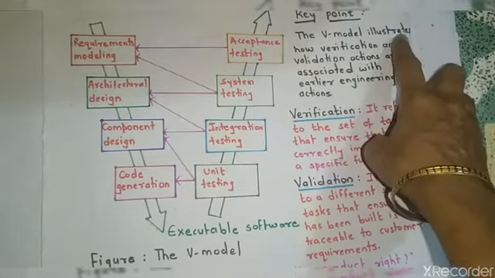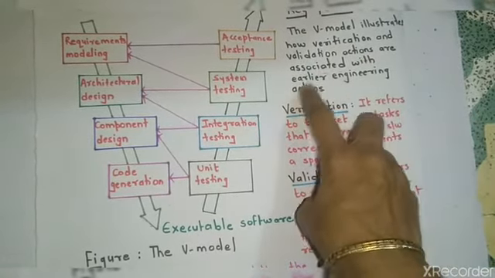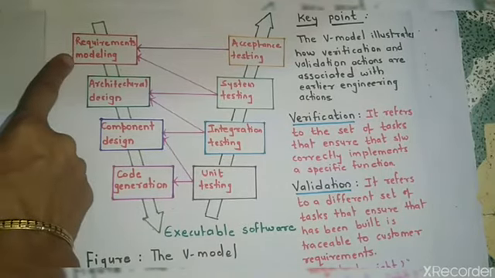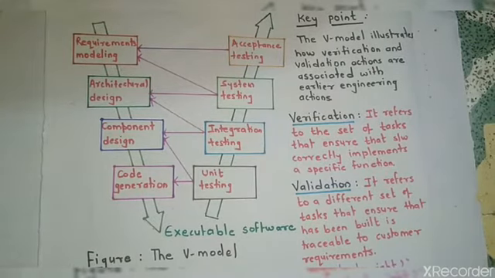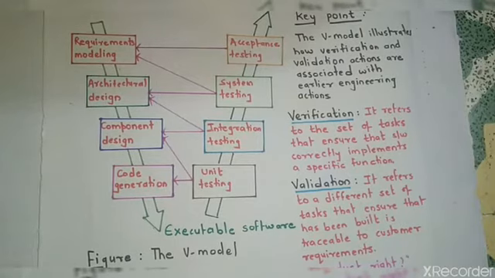The V model illustrates how verification and validation actions are associated with earlier engineering actions. Now, to understand this verification and validation, first of all we have to understand these phases. So requirements modeling is the phase where I am collecting the requirements and analyzing them. Then we are coming down towards the architectural design. So this architectural design, to understand it better, you can consider the example of a building plan. So that is the overall plan of how the building will be.